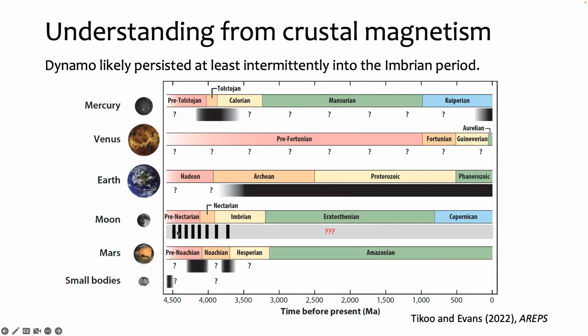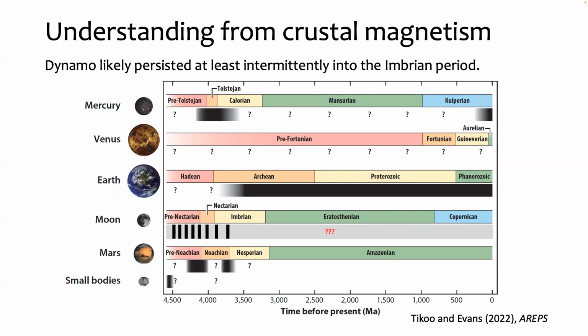I wanted to clarify, actually, the South Pole Aitken Basin, which is the oldest impact basin on the moon, is not definitively dated. So we think maybe it's around 4.35 billion years old, but we're not sure. Anyways, we have some magnetic history recorded in basins going into the Imbrian.